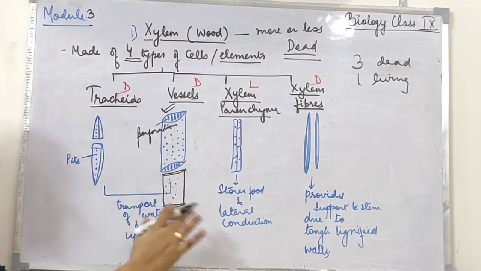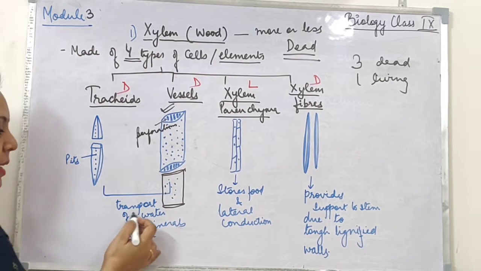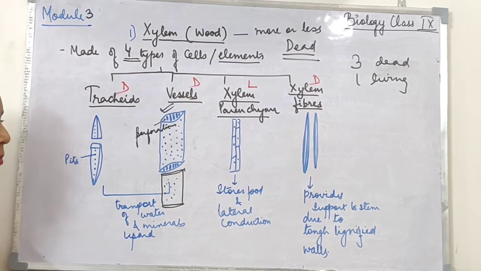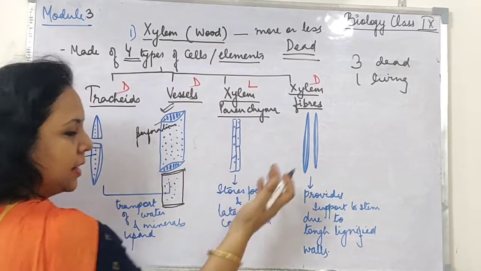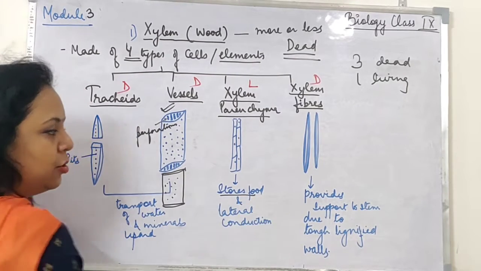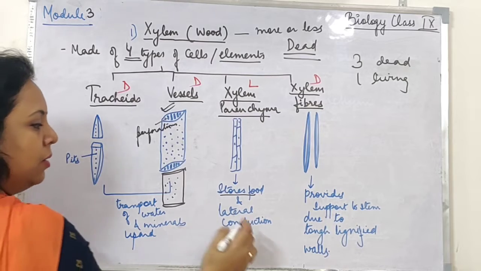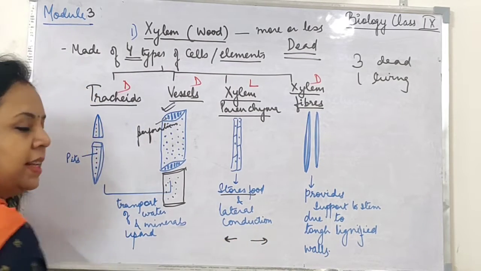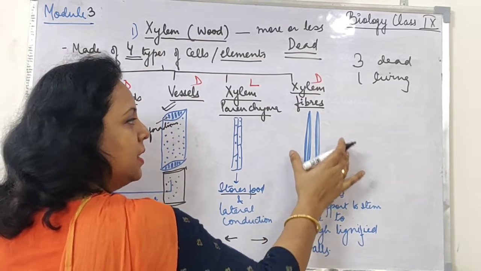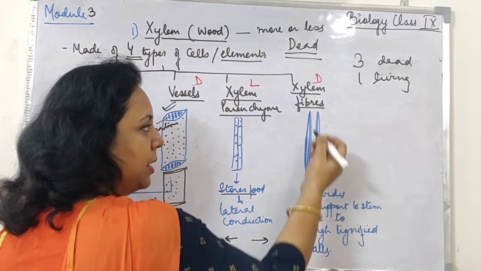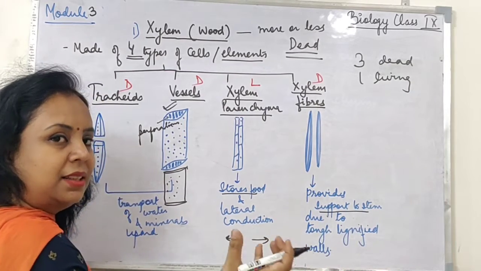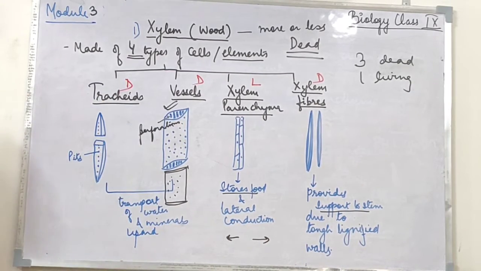These are the main conducting cells or the main conducting elements, and they are responsible for the movement of water and minerals upward. Now let us come to xylem parenchyma. It is made up of simple living cells, and the function is to store food, and they also provide the sidewise conduction of water. The last but not the least is the xylem fibers. As the name indicates, it is fibers and it provides support to the stem or basically the trunk.